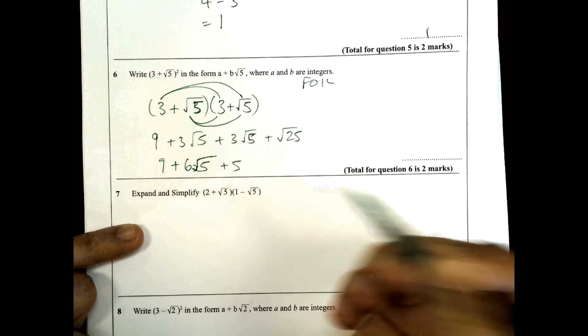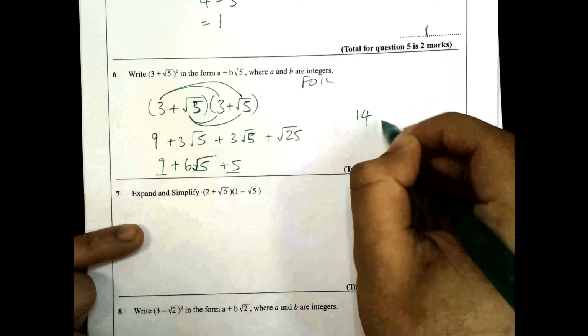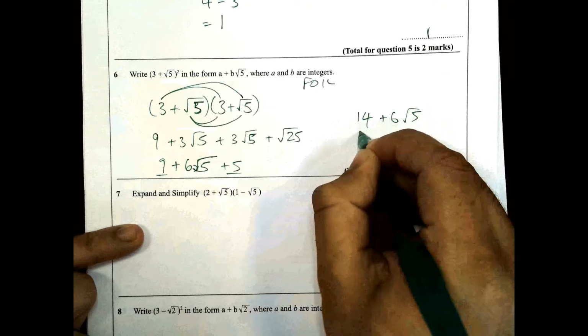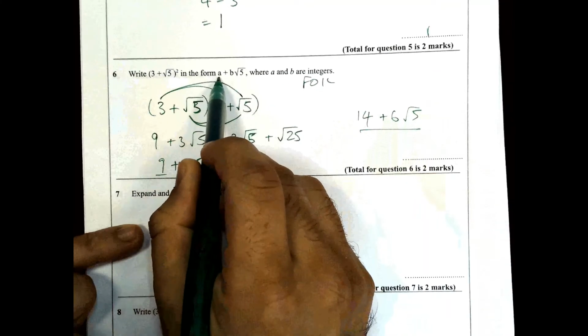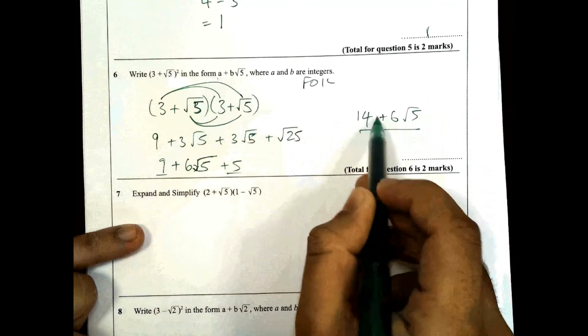So 9 add 5. The last bit is you can collect these terms together, which gives me 14 plus 6 root 5. And that now looks the way the question wanted me to make it look. Something add something root 5. So 14 add 6 root 5.